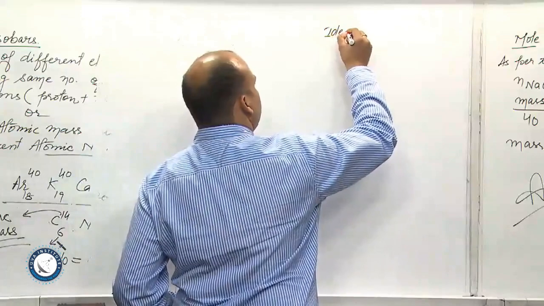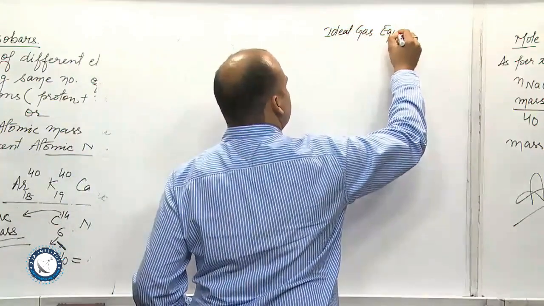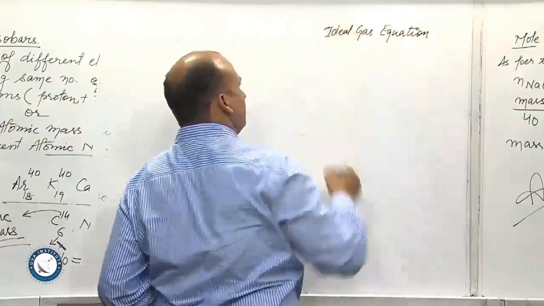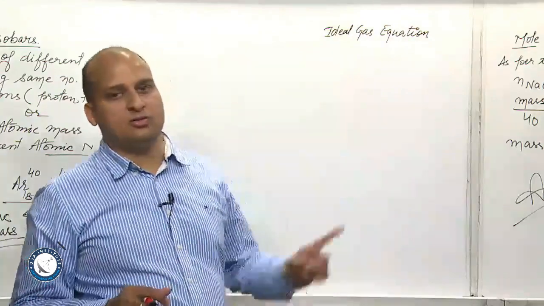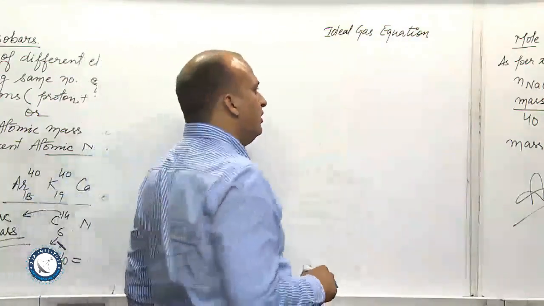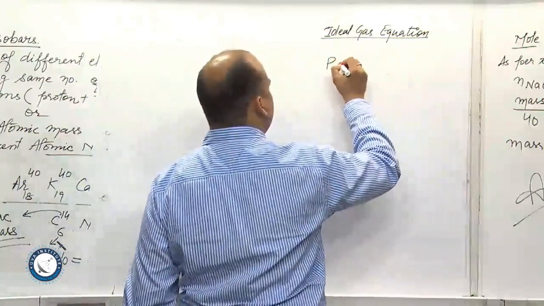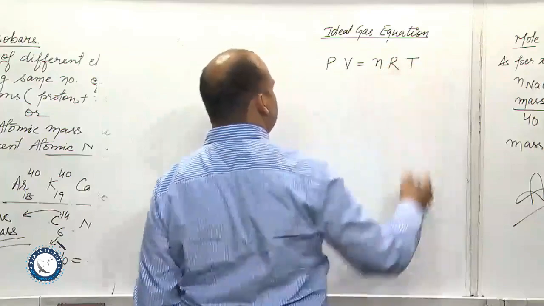Ideal gas equation. Because for solids you may talk about mole concept. For liquids you can talk about solutions, but for gases you have to talk about the ideal gas equation. Now what is this ideal gas equation? This ideal gas equation is PV is equal to nRT.